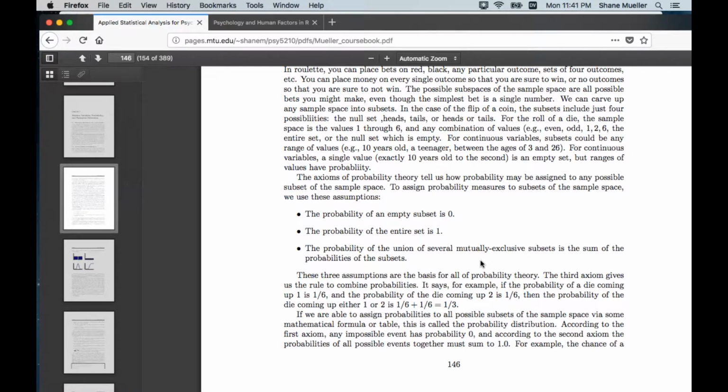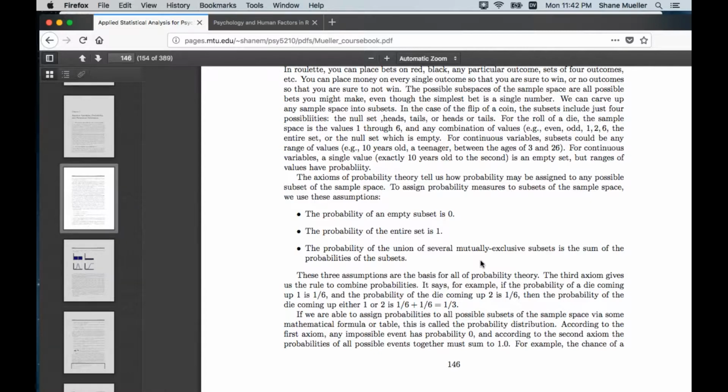Now, the interesting thing is, we want to assign numbers to the subsets of the sample space. This is kind of abstract, so what mathematicians have done is say, let's come up with some assumptions that help guide how this works. We'll make a limited set of assumptions, and based on those, we'll build a whole system and know how this works. These are called axioms. The axioms of probability theory are really quite simple, and it's all based on this notion of a sample space and subsets of the sample space.